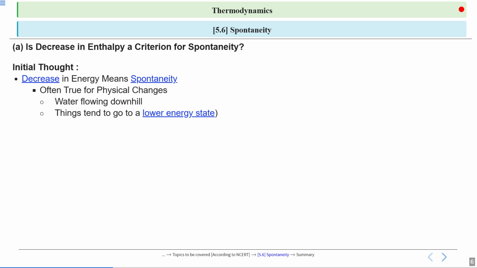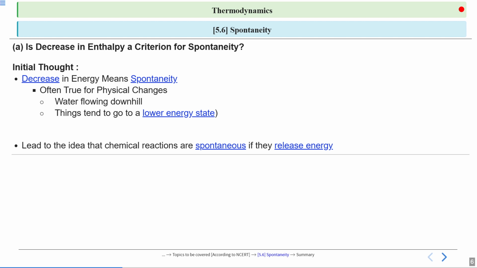But this is only true for some of the processes. Like if you consider water flowing down the hill, it is going from a higher height to a lower height, so its potential energy is decreasing. Similarly, you will see many things like elastic rubber in which potential energy is stored. If you stretch it, it will go back to its original shape because of that higher energized state. So these are examples proving in a way that a decrease in energy can be a reason for spontaneity. But the question is, is it the only part that we have to worry about? We will clear that with a few more examples.